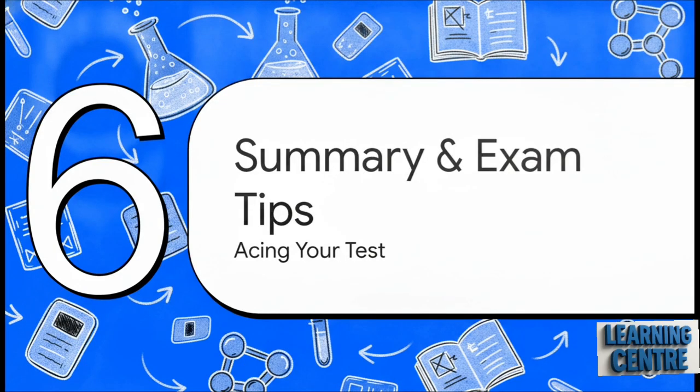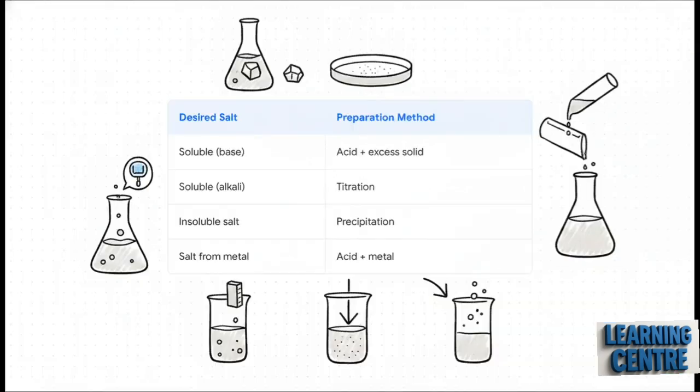All right, bringing it all together in Section 6, Summary and Exam Tips. This summary table right here is your golden ticket. It links the exact type of salt you need to the corresponding laboratory procedure. If your exam asks for a soluble salt from an insoluble base, you instantly know: add excess solid, filter, then crystallize. If it's a soluble salt from an alkali, your only option is titration. And if the target salt is completely insoluble, no heat, no excess solids needed.